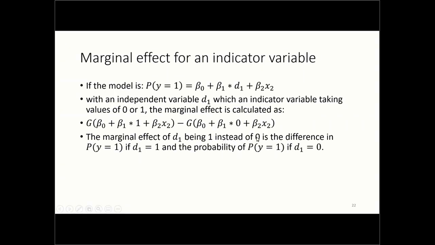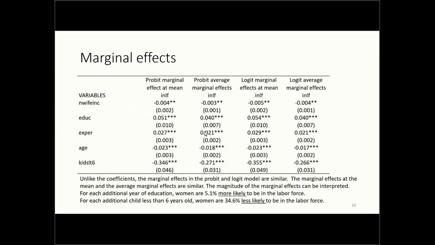So the marginal effect of d1 being equal to 1 instead of 0 is the difference. This is the probability of y equals 1 if d1 is equal to 1, and this is the probability of y equals 1 if d1 is equal to 0. That's how we calculate marginal effects: by taking the probability of y equals 1 if d1 equals 1 and the probability of y equals 1 if d1 equals 0. This is how we calculate the marginal effect for an indicator variable that can only change from 0 to 1, with no other options for it to change.